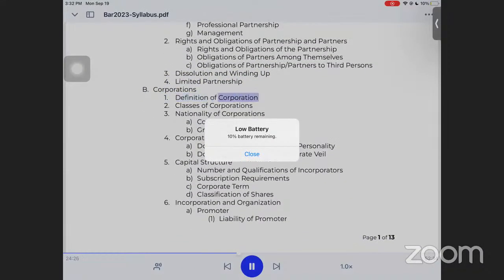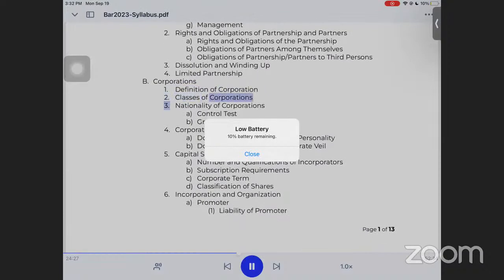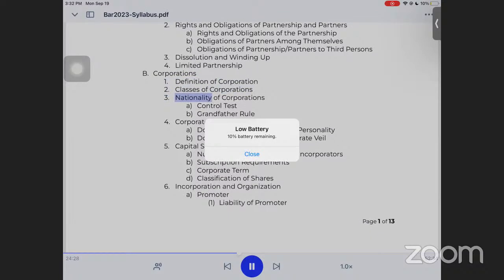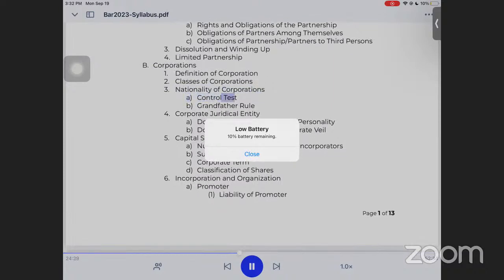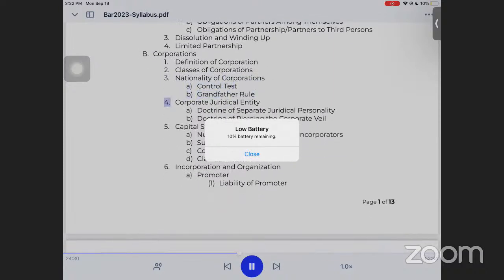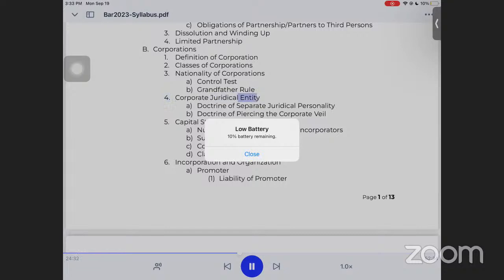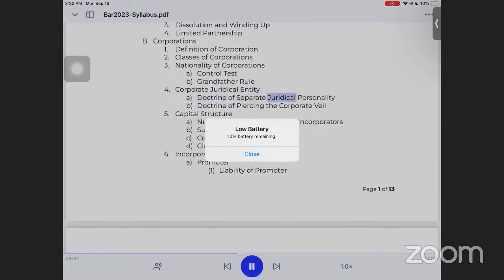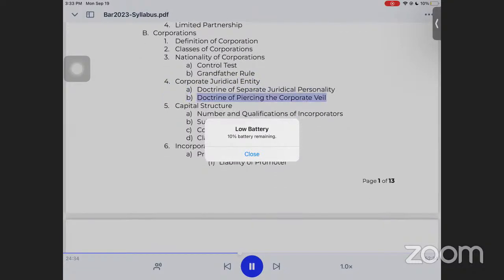1. Definition of corporation. 2. Classes of corporations. 3. Nationality of corporation. A. Control test. B. Grandfather rule. 4. Corporate juridical entity. A. Doctrine of separate juridical personality. B. Doctrine of piercing the corporate veil.